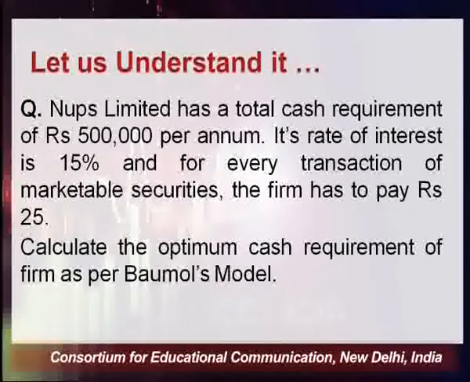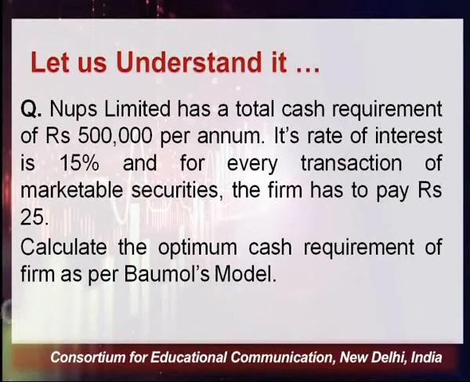Suppose there is a company called Nupes Limited. Nupes Limited has a total cash requirement of rupees 5 lakh per annum, and this company has a rate of interest of 15%. For every transaction of marketable securities, this firm has to pay rupees 25. They are asking you to calculate the optimum cash requirement of Nupes Limited as per Baumol's model. So let's help this company by computing the optimum level of cash as per Baumol's model.